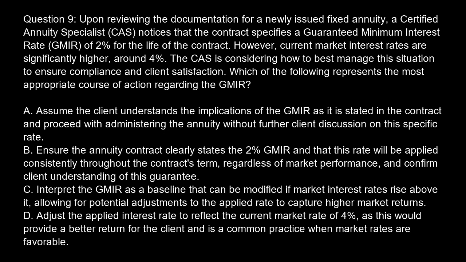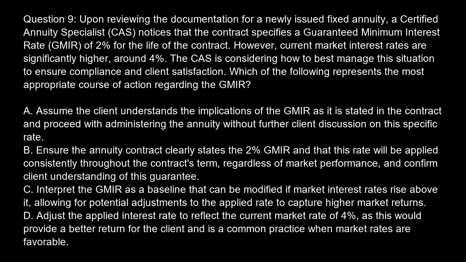Question 9. Upon reviewing the documentation for a newly issued fixed annuity, a Certified Annuity Specialist, CAS, notices that the contract specifies a guaranteed minimum interest rate, GMIR, of 2% for the life of the contract. However, current market interest rates are significantly higher, around 4%. The CAS is considering how to best manage this situation to ensure compliance and client satisfaction. Which of the following represents the most appropriate course of action regarding the GMIR?